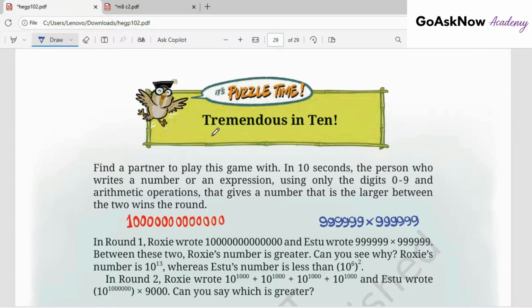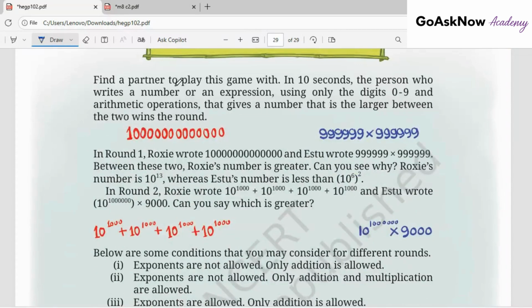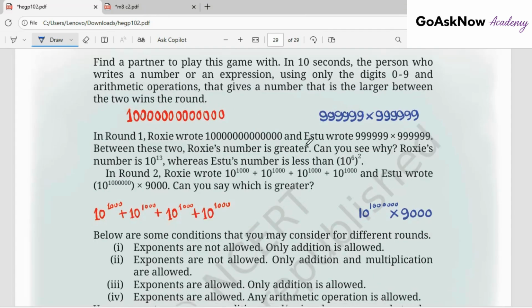Puzzle type: Criminous in 10. Find a partner to play this game with. In 10 seconds, the person who writes a number or an expression using only 0 to 9 and arithmetic operations that gives the larger number wins the round. In round 1, Roni wrote this number and S2 wrote this number. Between these two, Roni's number is greater. Can you see why? Roni's number is 10 power 13, whereas S2's number is 10 power 6 whole power 2.